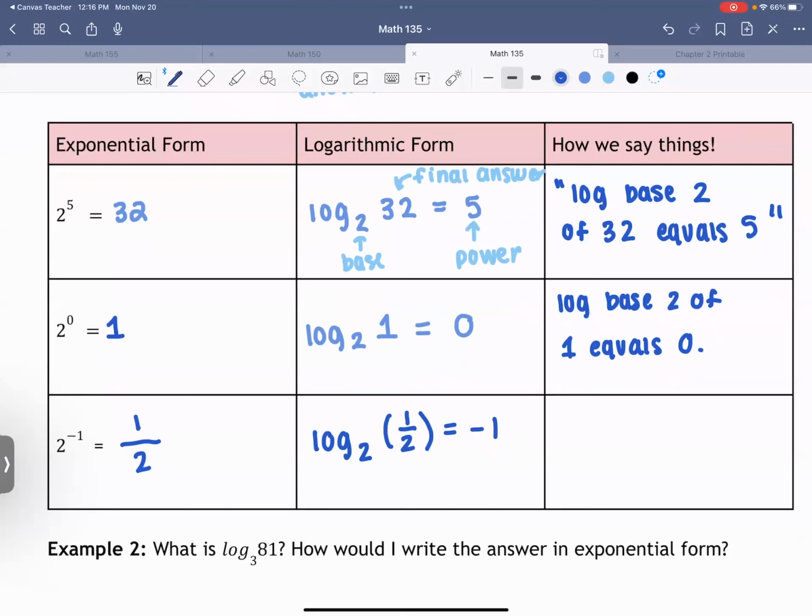So I put parentheses when I do that. Now, I'm pretty sure you know how to say that log base 2 of 1/2 is equal to -1, so I'm not going to write that down. But this is the notation that we use for logarithmic form. Why would we need it?